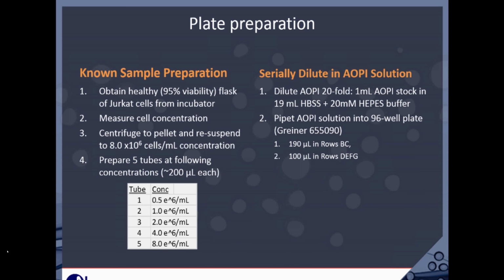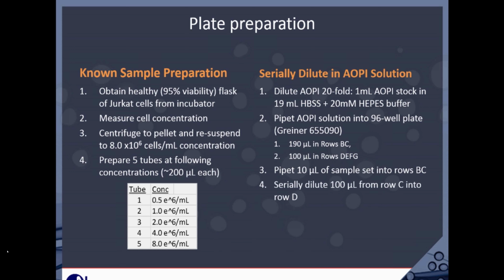So again, if you're not following me very well, on the next slide I'll show you the plate layouts for all of these steps. Then we're going to pipette 10 microliters of the sample set that we have created in those tubes 1 through 5 into rows B and C of the plate. For sample 1, you're going to have 4 wells. So B2 and B3, C2 and C3 are all going to be sample 1, and you're just putting 10 microliters into each of those wells. And continue that series to the right all the way out to sample 5.